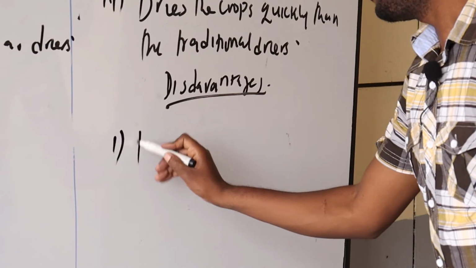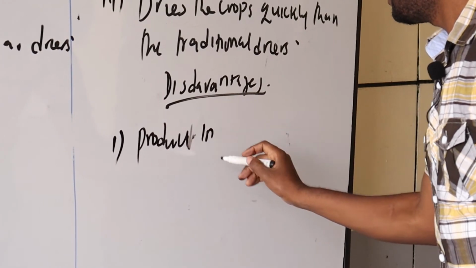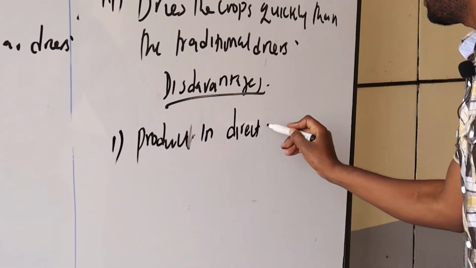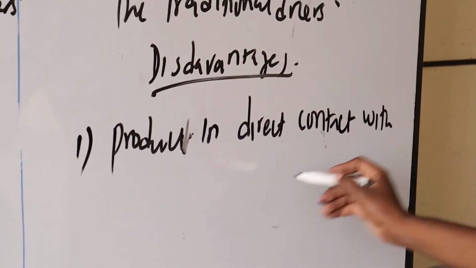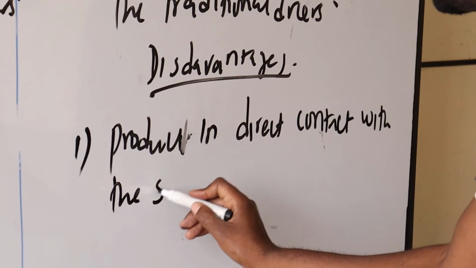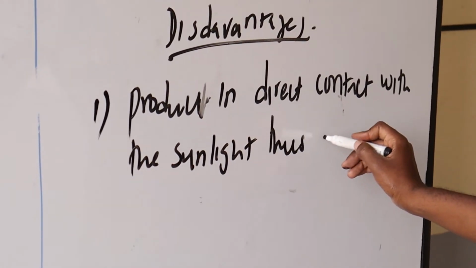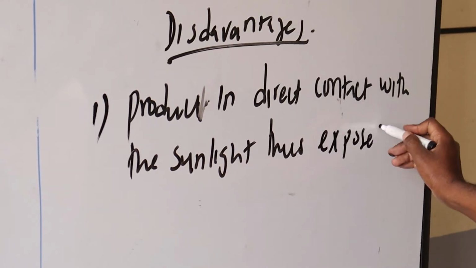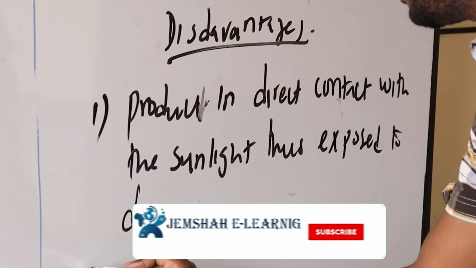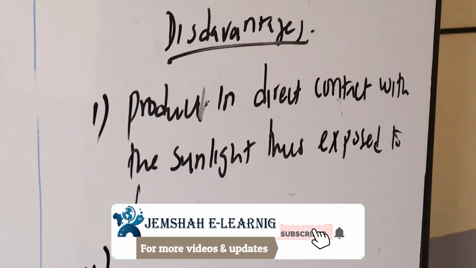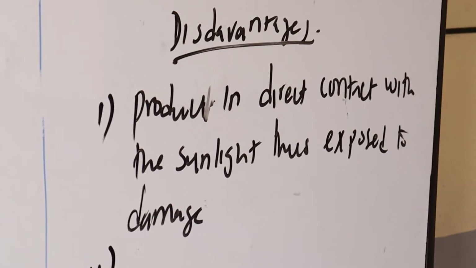So the product is in direct contact with the sunlight, thus exposed to damage. That is the first disadvantage. Another disadvantage that we can talk about is that the dryer is more expensive than the traditional method.